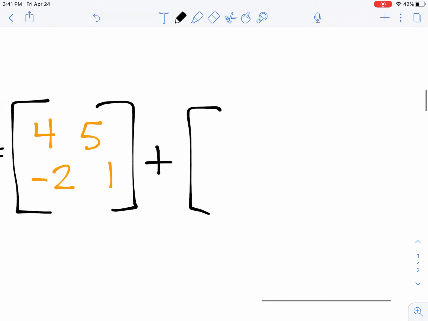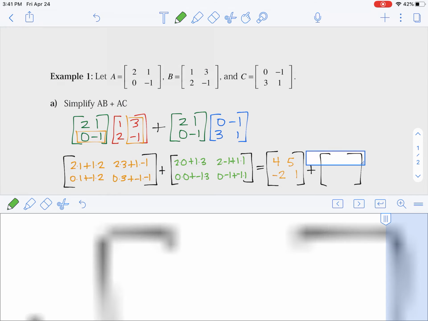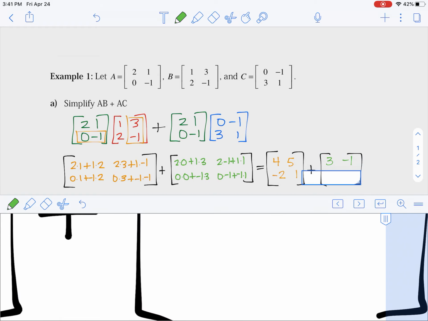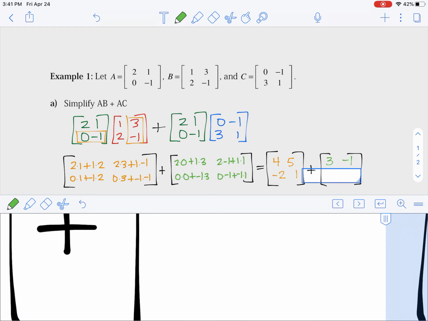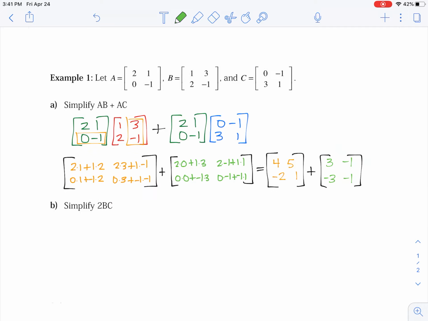We're going to add that on to our second one here. So we should get 2 times 0 plus 1 times 3, which is just 3. Then we should get a negative 2 plus 1, which is a negative 1. Then we should get 0 plus a negative 3, which is a negative 3. And then 0 plus a negative 1, which is a negative 1.